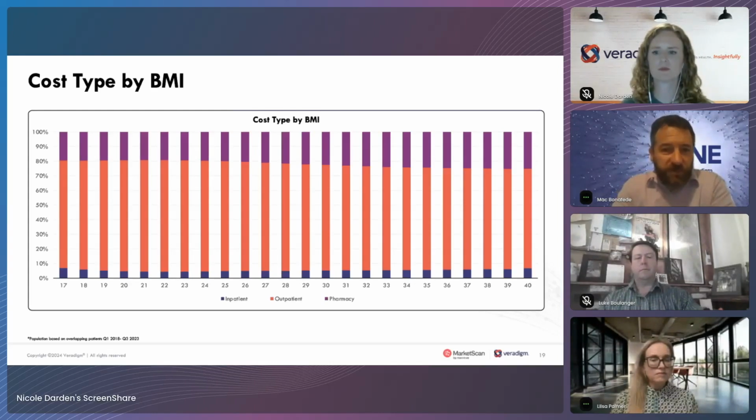The reason this is interesting is when Lisa talks about what happens over time, what are the trends? If you reduce your BMI and bring down the cost, where does the cost composition change? And it'll be fascinating to see how this plays out in the GLP-1 wave.